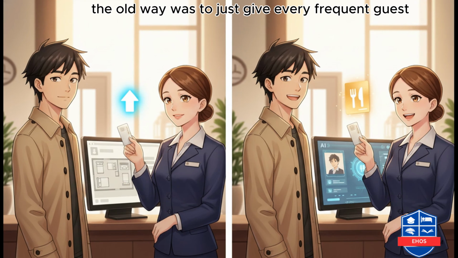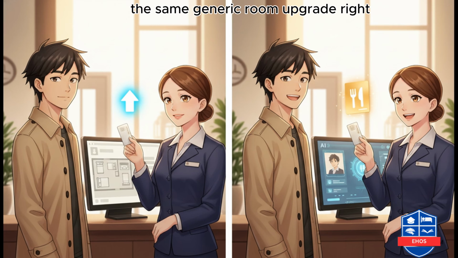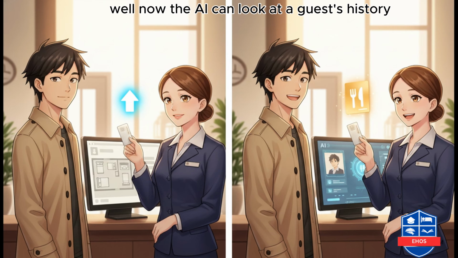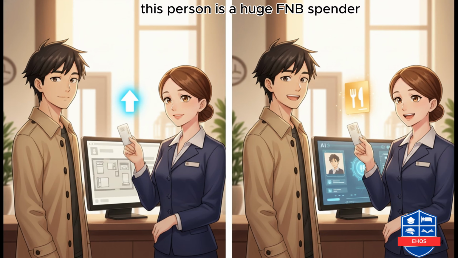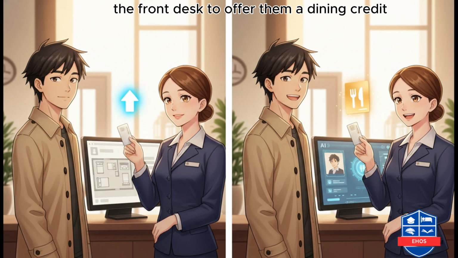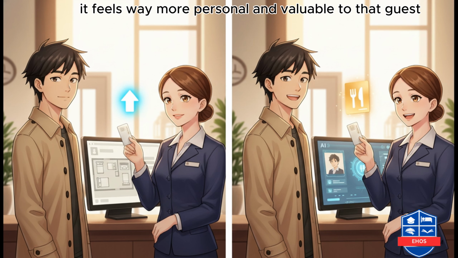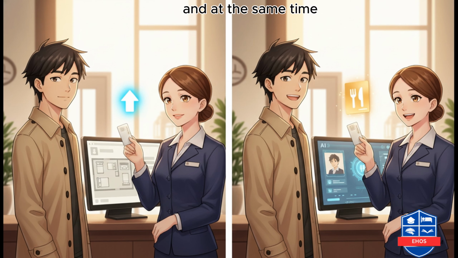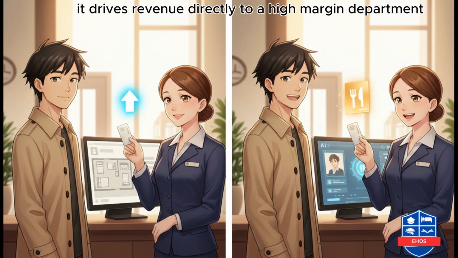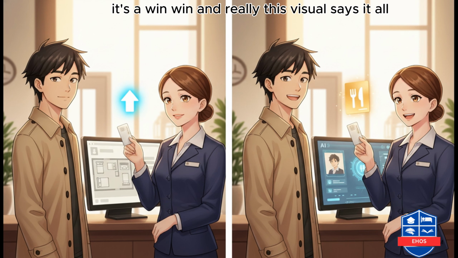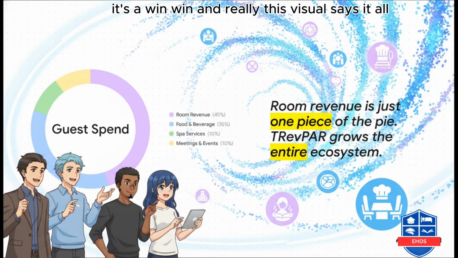The old way was to just give every frequent guest the same generic room upgrade, right? Well, now the AI can look at a guest's history and see, hey, this person is a huge F&B spender. So instead of the room upgrade, the system prompts the front desk to offer them a dining credit. Now think about that. It feels way more personal and valuable to that guest, and at the same time, it drives revenue directly to a high-margin department. It's a win-win.